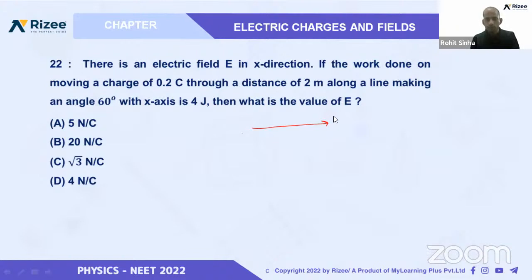Wait. One problem occurred. Wait. Power shortage is occurring. Wait, 2 minutes. Give me 2 minutes.